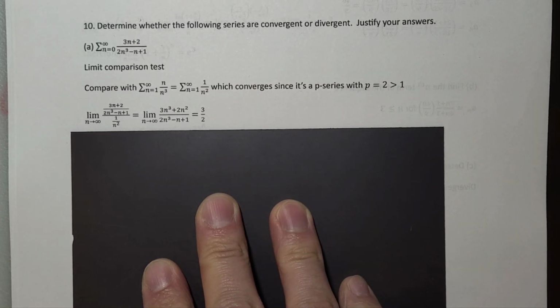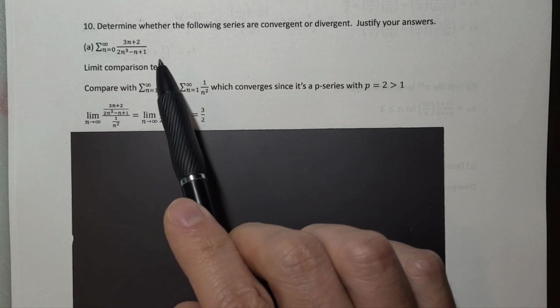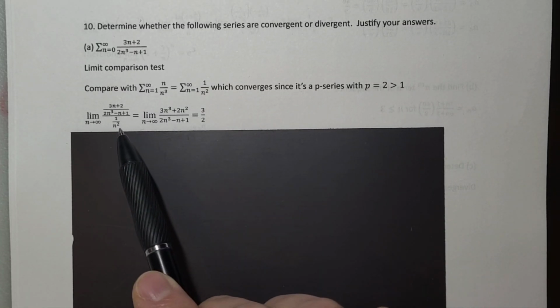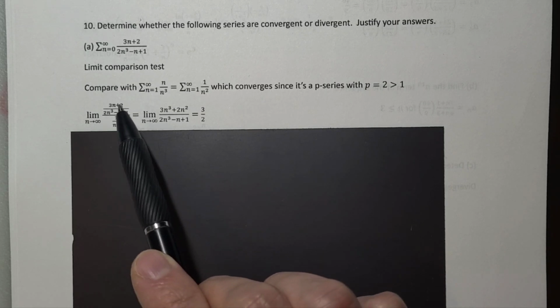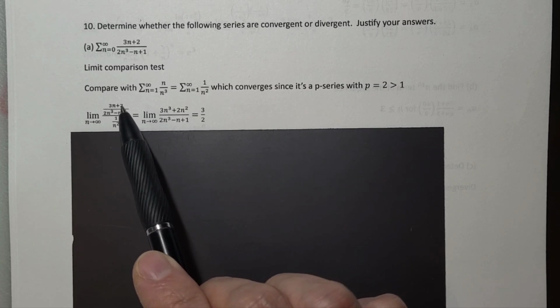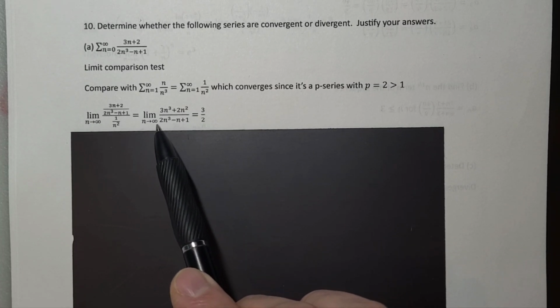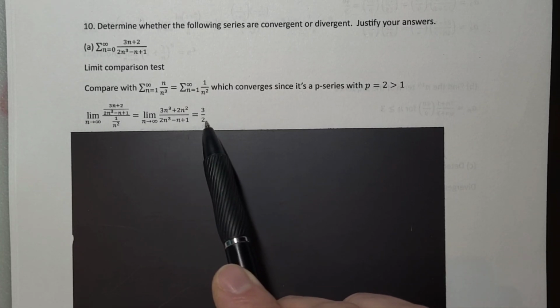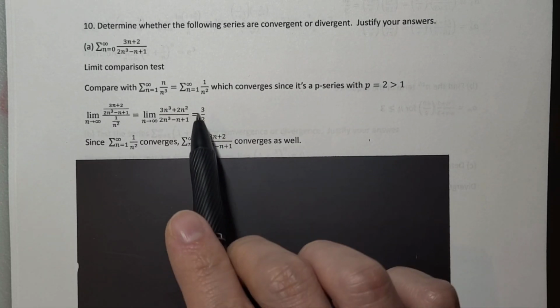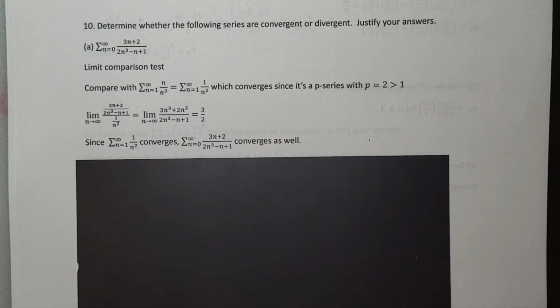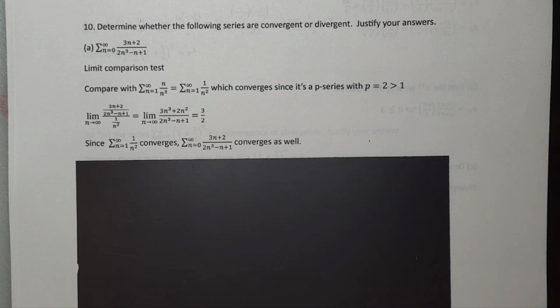Now we take the limit as n goes to infinity of the ratio of these two series. Dividing by 1 over n squared is the same thing as multiplying by n squared. So on the top of this, I'm going to multiply each term by n squared. Now we take the limit as n goes to infinity. It is 3 over 2, which is finite and positive. Therefore, since this one converges, the original series converges as well by the limit comparison test.